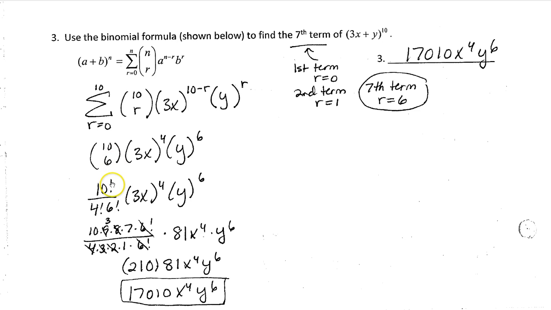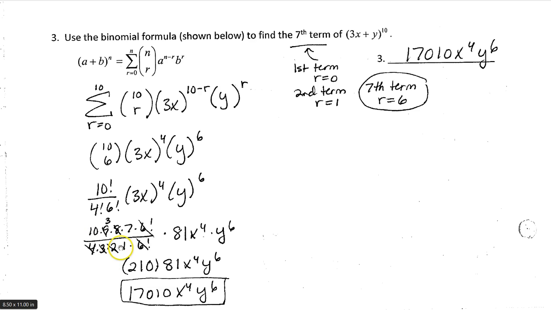10 select 6 is evaluated as 10 factorial divided by 4 factorial times 6 factorial. (3x) to the fourth would be 81x to the fourth, y to the sixth. So I just need to figure out what number this is. So I wrote 10 times 9 times 8 times 7 times 6 factorial, which divides out with the 6 factorial in the denominator. Then 4 times 3 times 2 times 1.